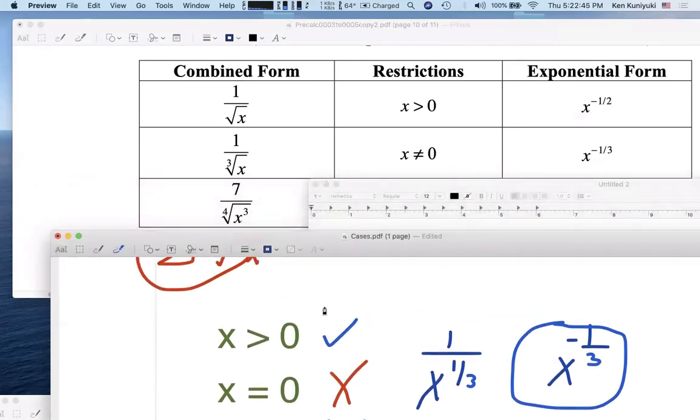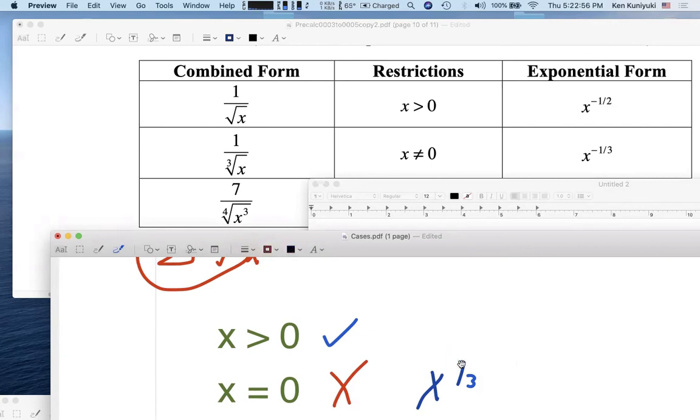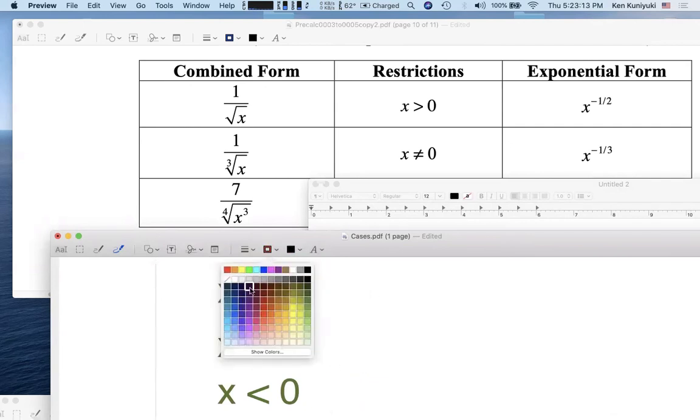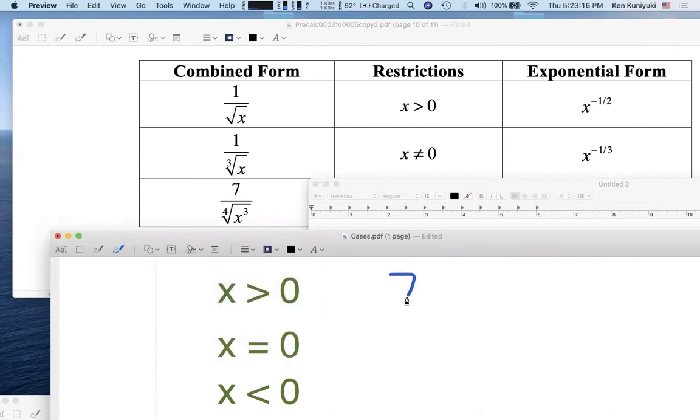Now this doozy here. 7 over the 4th root of x to the 3rd. All right. That's going to be 7, or 7 over 1, if that helps, times 1 over the 4th root of x cubed.